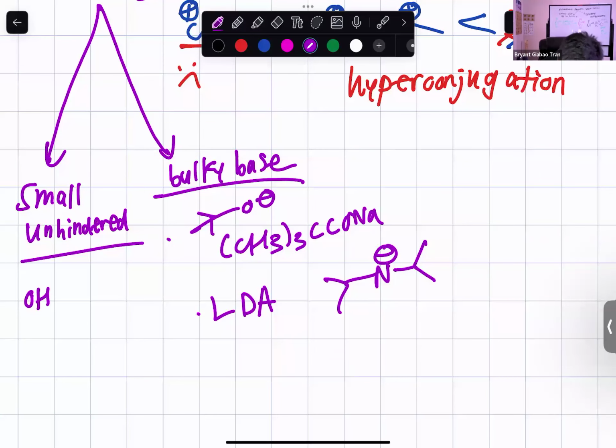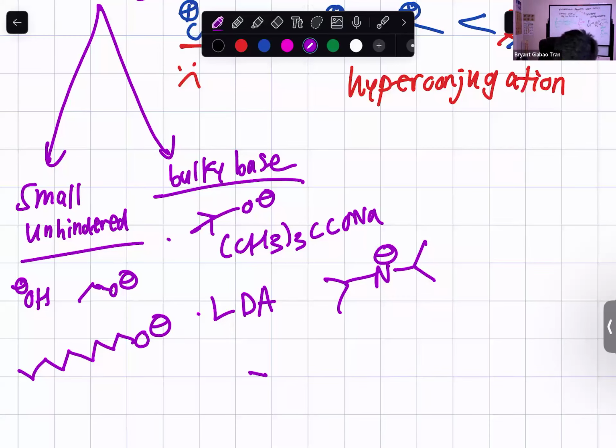But small bases are like OH minuses, ethoxides. Even this right here is considered a small unhindered base. It looks very bulky, but that's unhindered, right? Because what makes a base bulky or hindered is the first carbon attached to the O minus. If it has at least two branches, it's bulky, right? Like we see that carbon there has two branches, so that is automatically bulky.